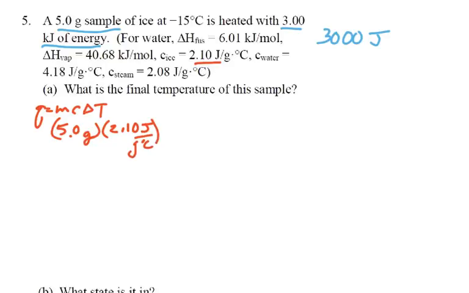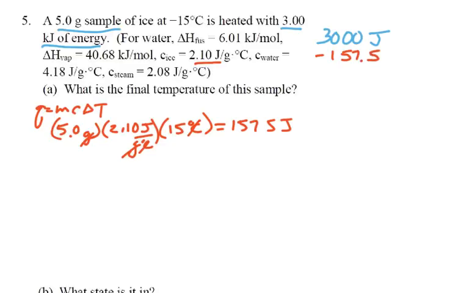And we're going to go from 15 to 0 because that's the freezing point of ice. So there's going to be a 15-degree change. Okay, so we're going to say 5 grams drop out and degrees drop out. So 5 times 2.10 times 15 is equal to 157.5, and that is joules.